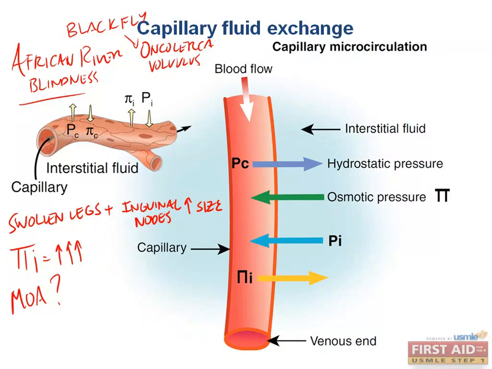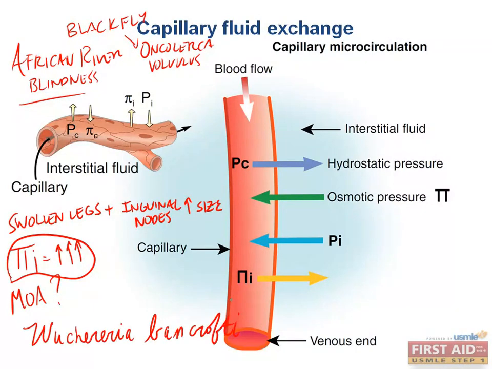So we kept on reading, and we saw some capillary fluid exchange numbers. We saw that the interstitial oncotic pull was incredibly high. We have to be thinking about something that we don't normally have in that interstitial compartment causing an increase in oncotic pressure. Well, the organism that you need to be thinking about here is Wuchereria bancrofti, which is a filarial nematode. Remember, it's transmitted by a mosquito, and the mosquito will allow this organism to enter into the bloodstream.